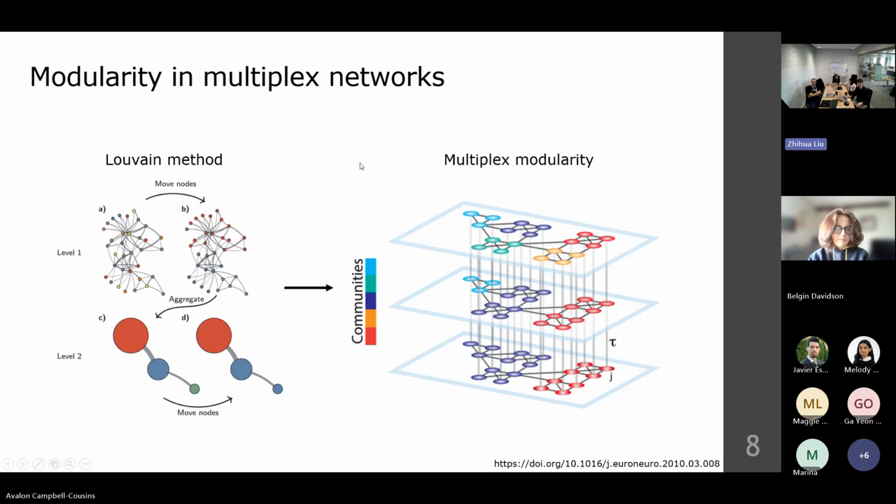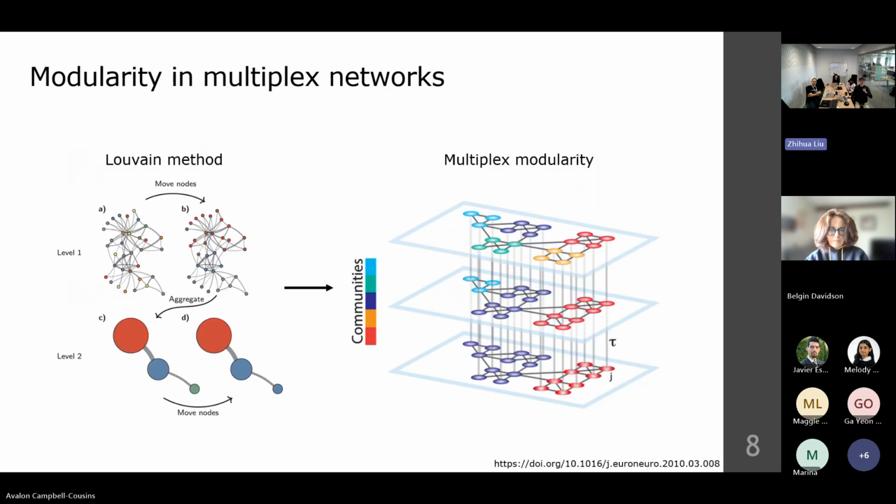This has been extended to multiplex networks. So now our communities don't just exist within one window of time, but across time. So you have these communities that are across your different time windows that would be lost if you were to look at your entire fMRI scan as one network.